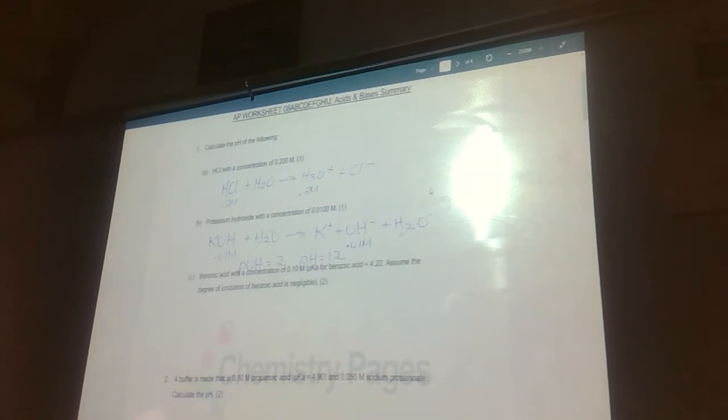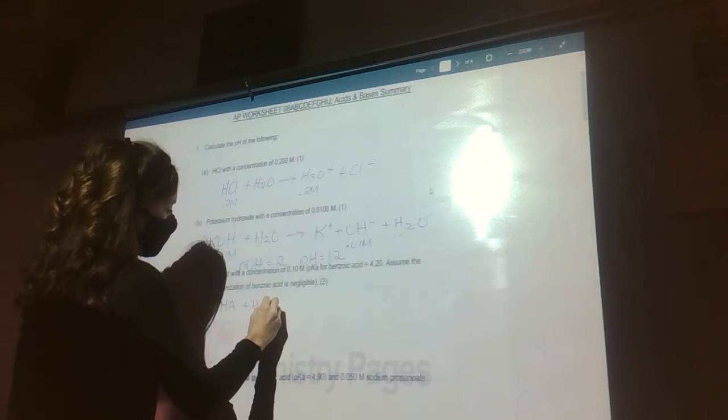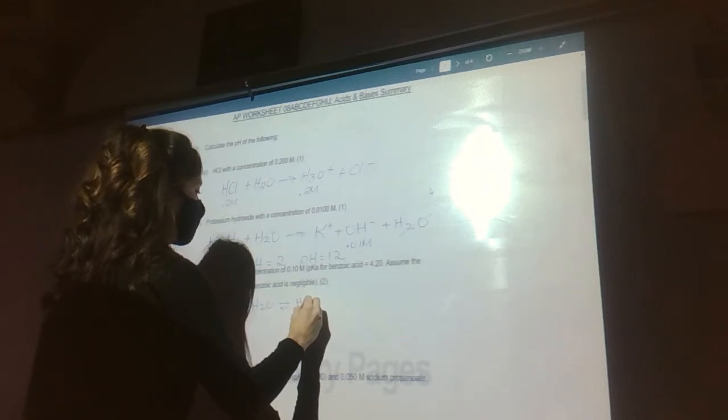Yep. Will we have to know like what's a strong base, what's a strong acid? Yes. So the strong acids just memorize. Nitric, well, there's a list. Look at the list. And then any hydroxide is a strong base. The only weak base is NH3. Otherwise, they'll explain it to you. They'll tell you. Part C, benzoic acid is a weak acid. They don't tell you the formula, so I'm just going to write it like this. HA, doesn't matter, plus water, equilibrium.